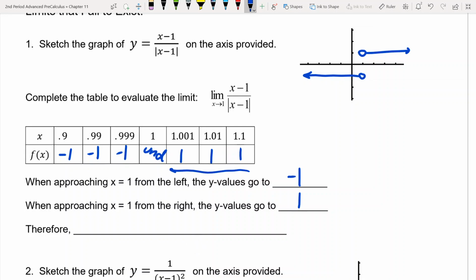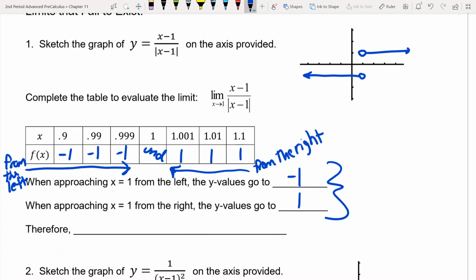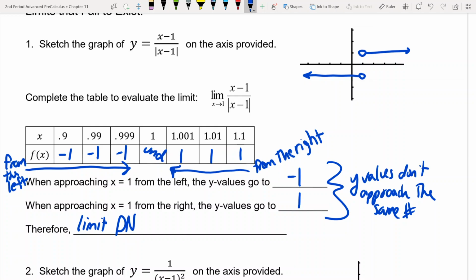So this is the idea that we are going from the right to that point of interest. And if I'm going here, it is from the left. I know you're actually moving to the right, but it's coming from the left. And you can see right here that the y values don't approach the same number. So in this case, the limit does not exist. That's a DNE. The limit does not exist.